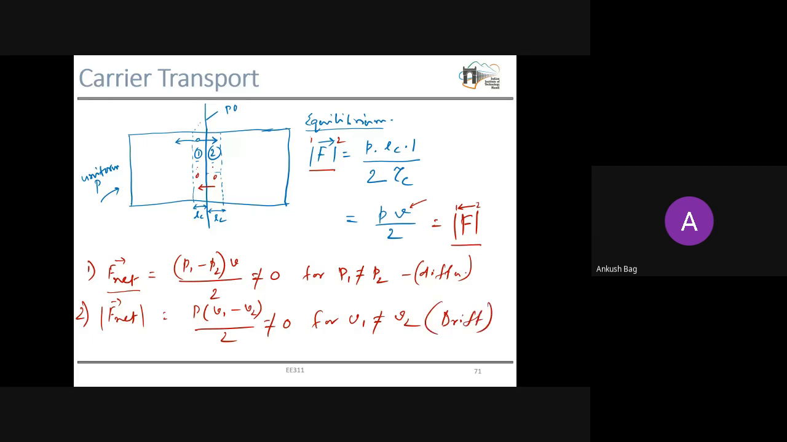Similarly, this situation will also arise when you have a temperature gradient. Let's say in this region we have carrier temperature T1, and here we have carrier temperature T2, and if T2 is greater than T1, what will happen? The kinetic energy, or the velocity, of the carriers here will be more than these carriers in region 1. So then also you will get current, and that current is your thermoelectric current.